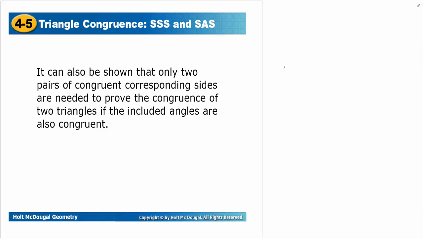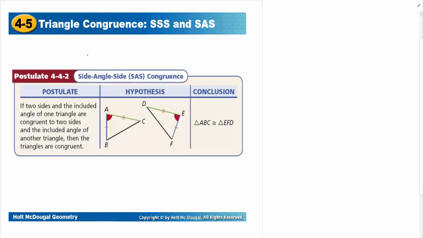Okay, moving on. It can also be shown that only two pairs of congruent corresponding sides are needed to prove the congruence of two triangles if the included angles are also congruent, which is the definition or explanation for our side, angle, side postulate. Notice here we have two sides and an included angle. One has one tick mark, one has two, so you can see which one stands for what. Here we have a tick mark, two tick marks, and an angle included in between. This is a side, angle, side relationship.